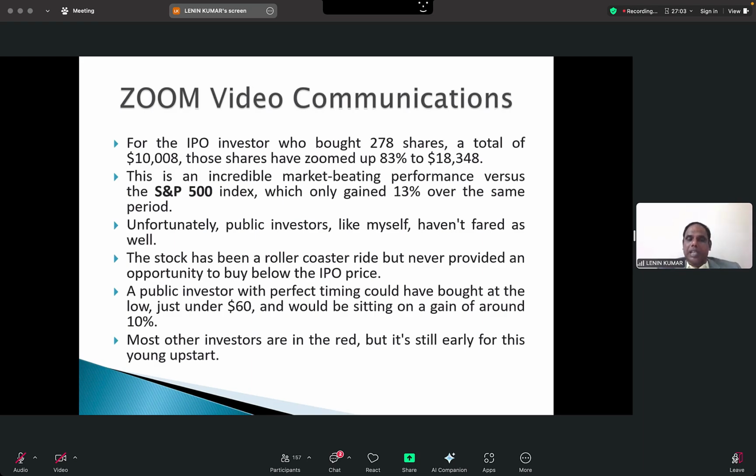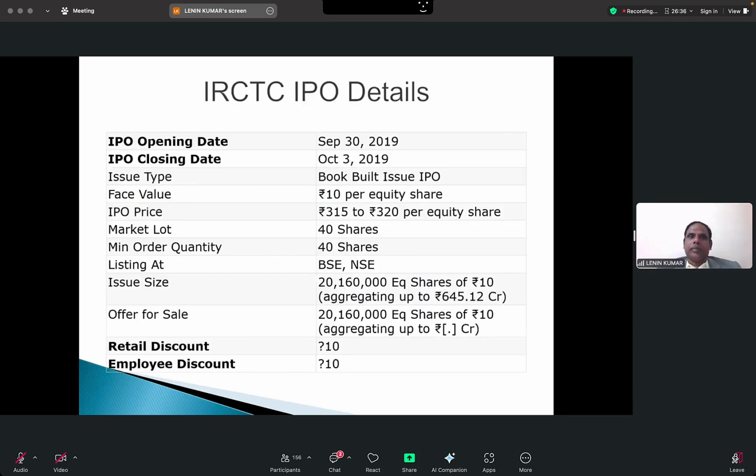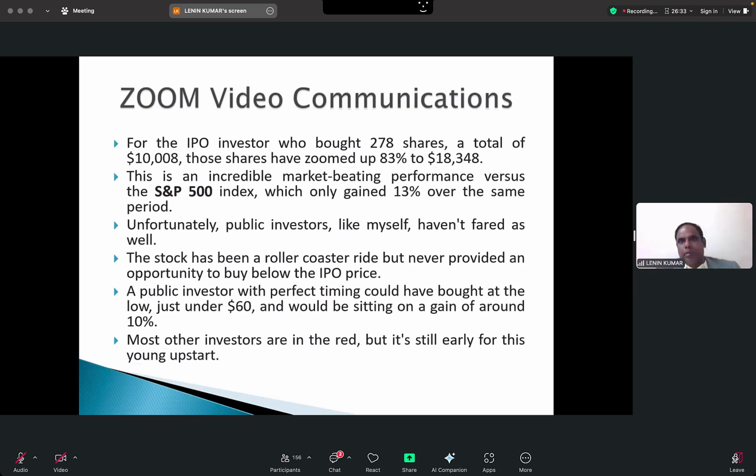Most other investors are in the red, but it's still early for this young upstart. Sometimes you might purchase at a higher price. Now the price has been reduced, so it is in red. That means you have made a loss. But no worry, you can just hold it for a longer period. For sure, you will be gaining profit. I hope this particular point is very clear.